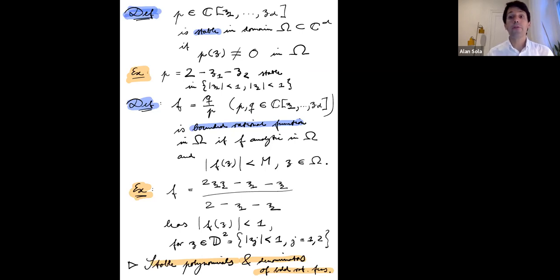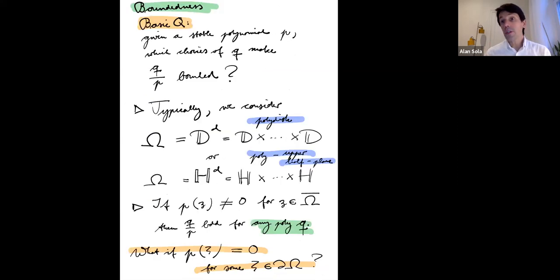So in order for f of this form to be analytic in omega, the denominator polynomial p cannot vanish in omega, and so is a stable polynomial. So there's a connection between stable polynomials and bounded rational functions via denominators.